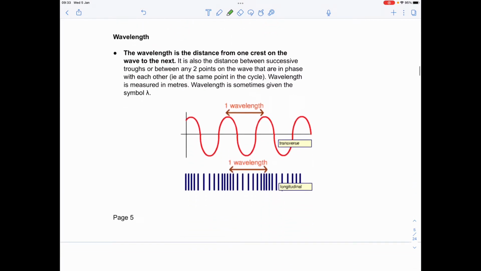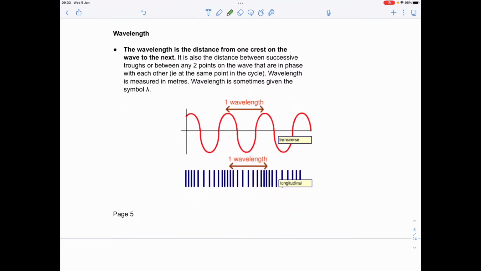Okay, so let's start with the wavelength because that's kind of like the easy one. So the wavelength is simply the distance from one crest on the wave to the next. So we have here a little diagram of a transverse wave and one of a longitudinal wave with the wavelength noted on that diagram. So it's the distance from this point here to this point here. And when you're measuring, you have to be really precise. You know, this is not right. This is not the wavelength. That's different. You have to be sure to show that you're going from one peak exactly to the next peak.